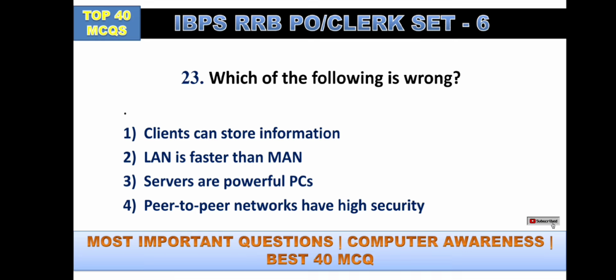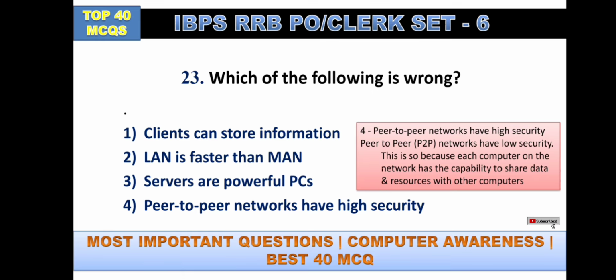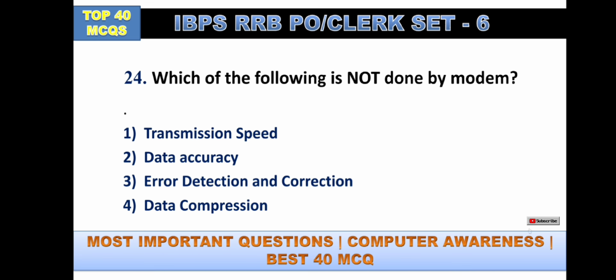Peer-to-peer network have high security. So peer-to-peer network have low security. And the reason is because the network has the capability to share data and resources with other computers. Okay, which of the following is not done by modem? See, data accuracy is not done by modem, and all other things are done by modem.